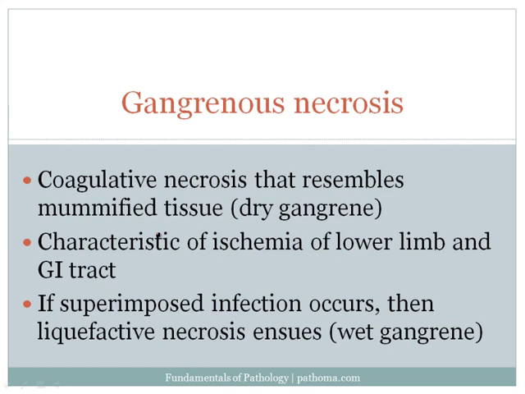That is really what we call gangrenous necrosis. Now, this is characteristic of ischemia of the lower limb. That's really the highlight here. You can also see it in the GI tract, but I think the classic is ischemia of the lower limb. It's not uncommonly seen, particularly in diabetics.